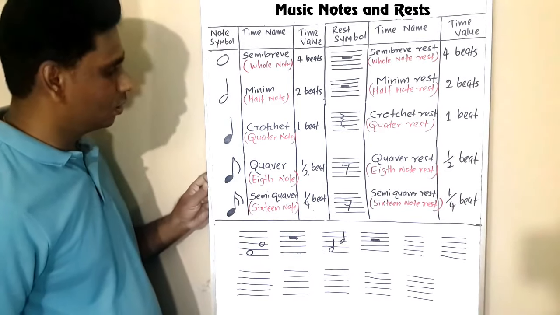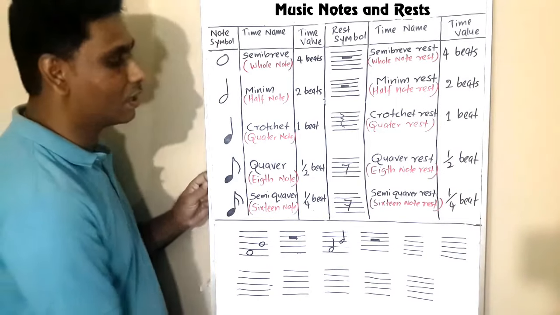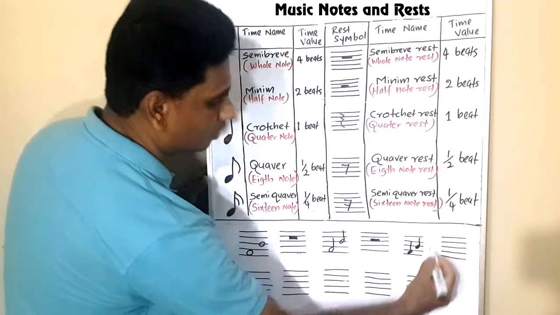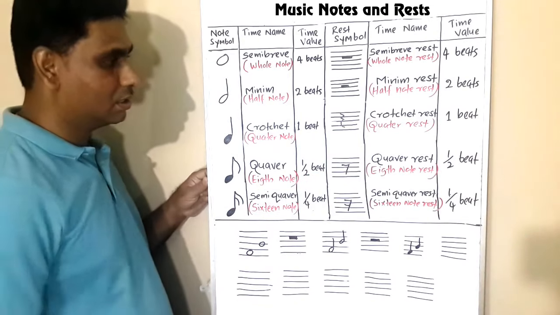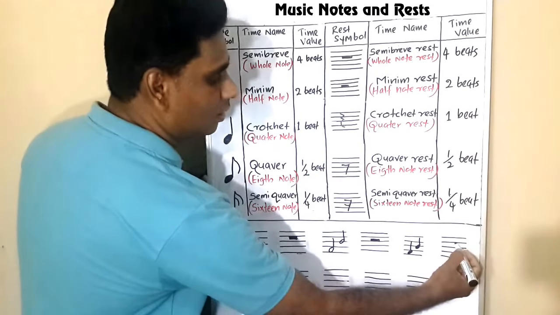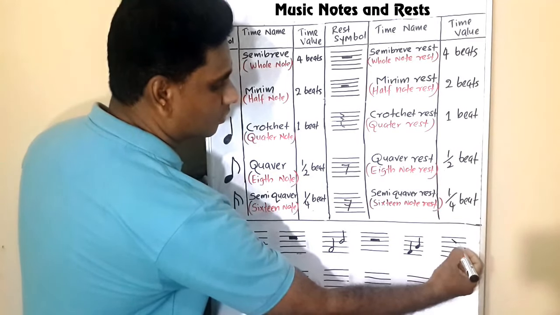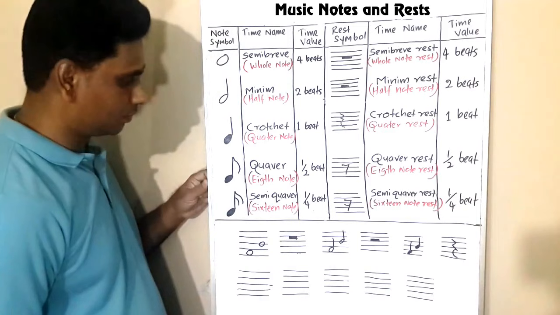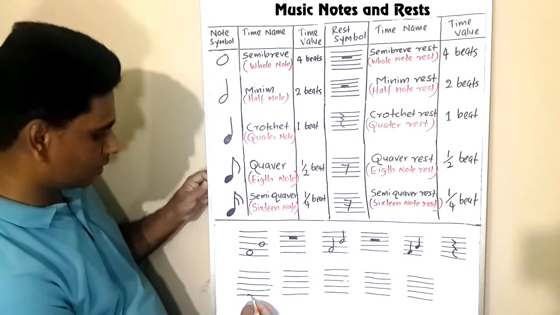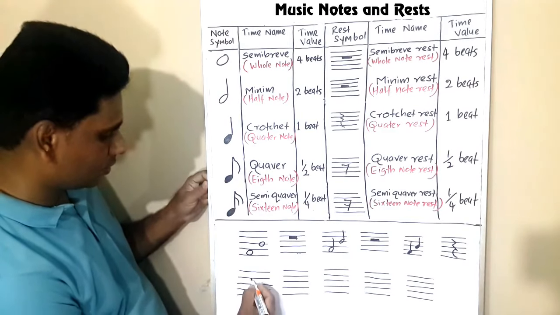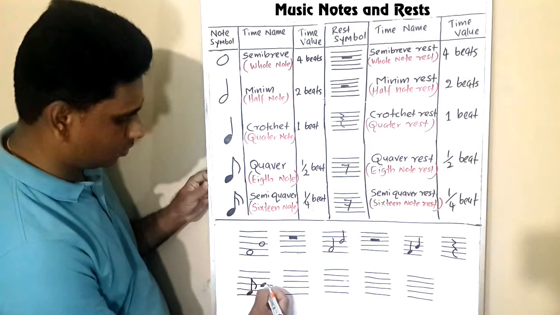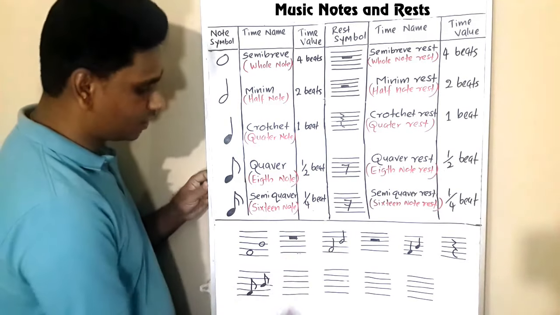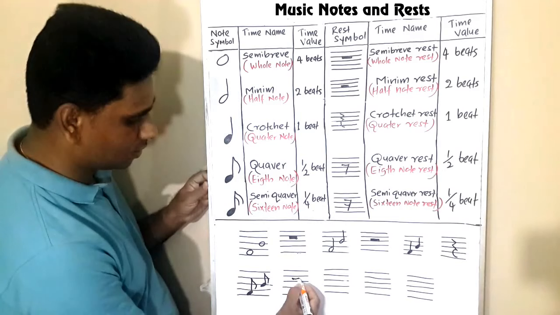Third music note is crotchet, which can be written either in a space or on a line. Space and the line. The crotchet rest, this is quite complicated. It is written like this. This is the crotchet rest. And the quaver note can be written either in a space or on a line. This is how the quaver note is written. Quaver rest. Start from the third space like this.